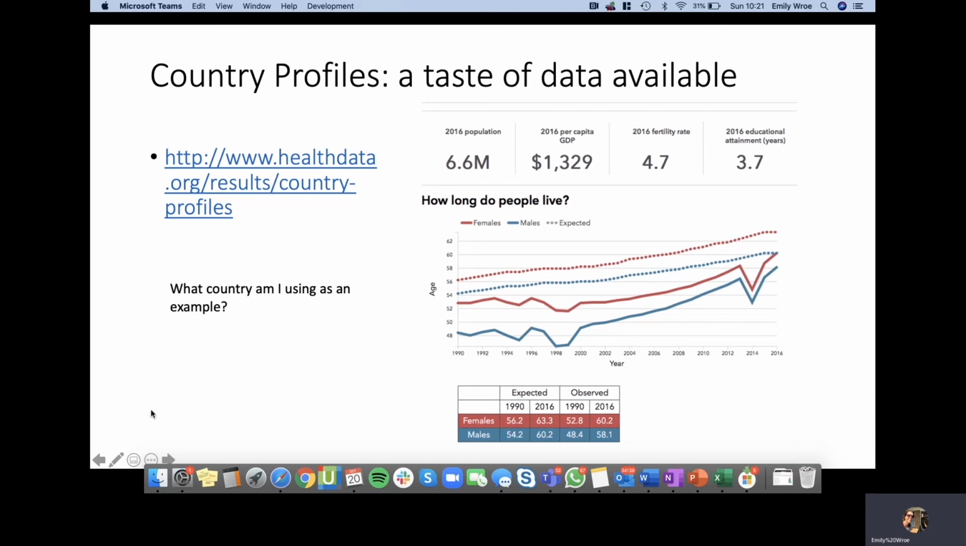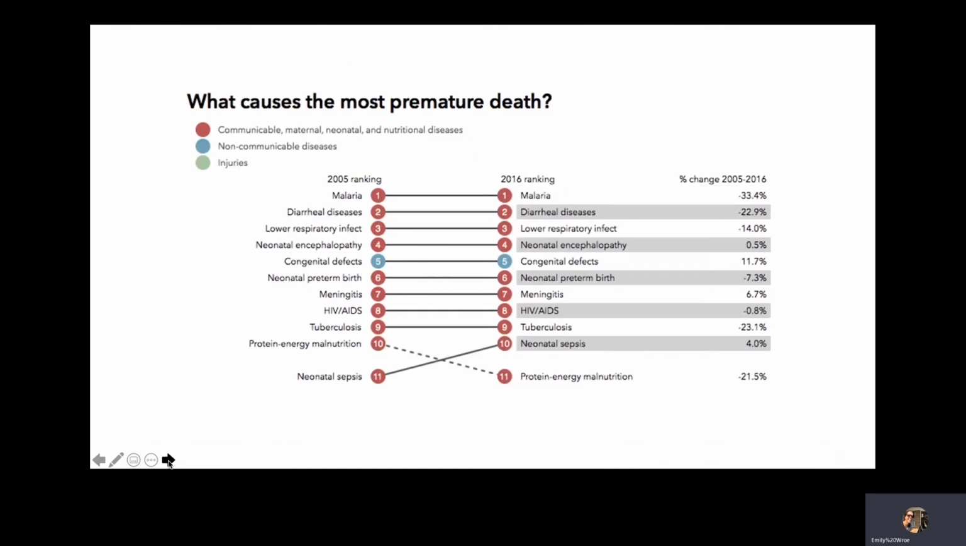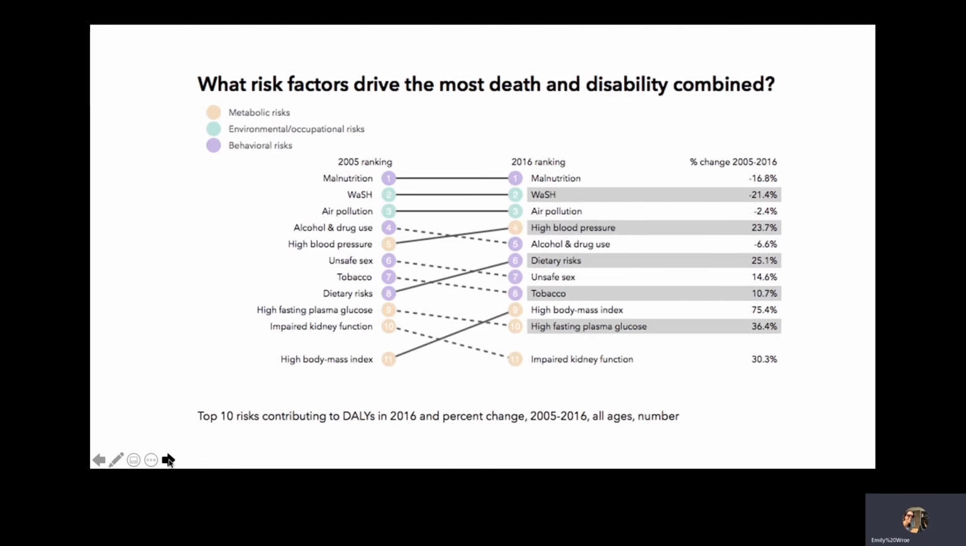The next few slides are just to give you a sense of what you can find on this website. You can look at premature death. What are the top causes of premature death over time? Malaria has stayed number one in Sierra Leone from 2005 to 2016. And a lot of things have actually stayed very similar for premature death in Sierra Leone.